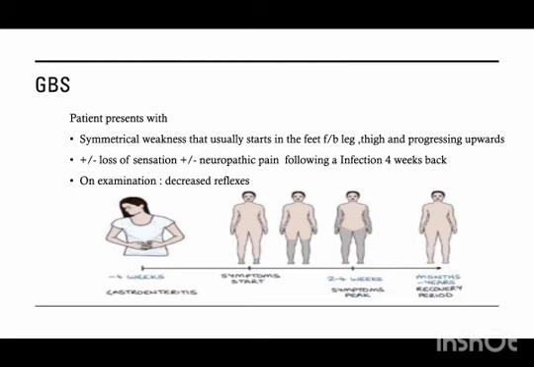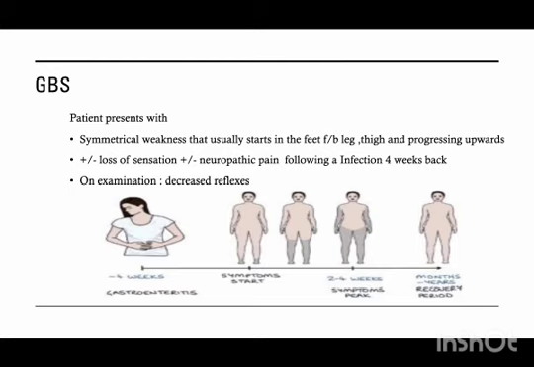So first, let us learn how the patient presents to you. The patient presents with weakness that usually starts in the leg, foot, followed by the thigh, and it progresses upwards to the upper limb and the trunk. This leads to respiratory muscle paralysis, which is the dangerous thing that is a concern for us in Guillain-Barré syndrome. On examination, you will have decreased reflexes. See the example in the image.